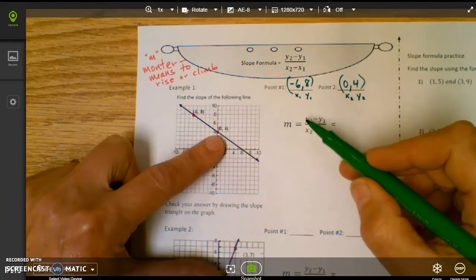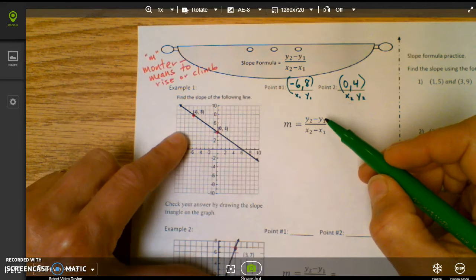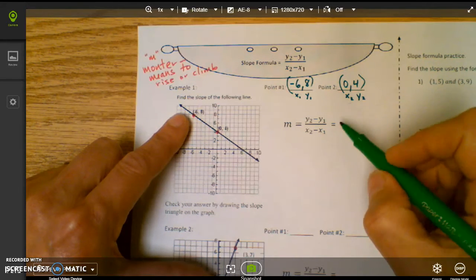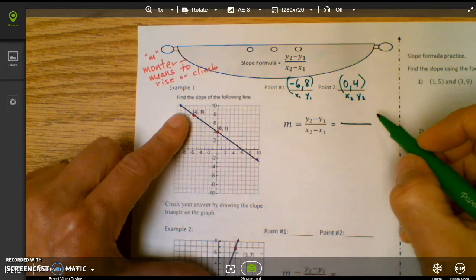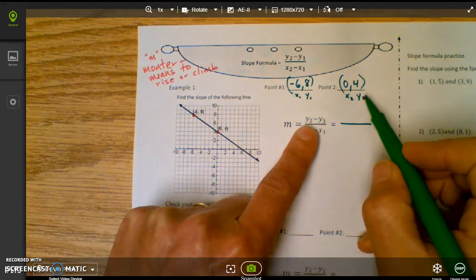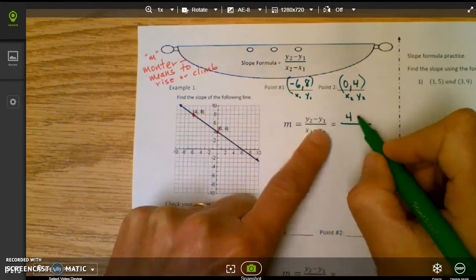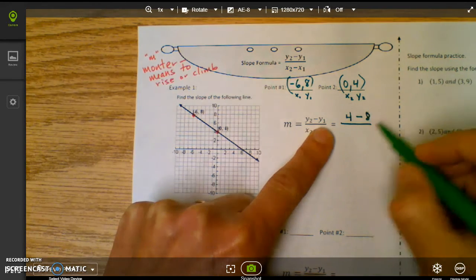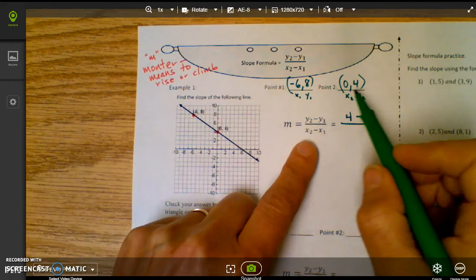This part here, remember, is just talking about your rise. How far is it from bottom to top if I had to draw my slope triangle? And again, you could do that using this formula. So if I look at my formula, it wants my y2, which in our case is 4, to subtract my y1, which is 8. Okay, and that's all you do at first. You just jot down what values are what.